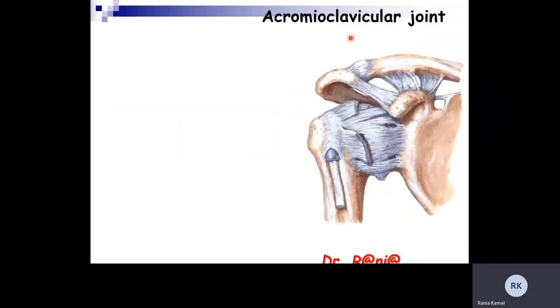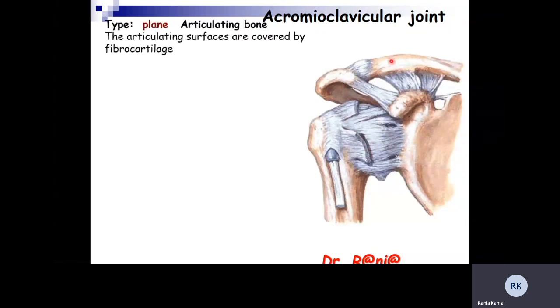The second joint of the shoulder girdle is the acromioclavicular joint, and its type is plain synovial. It is the articulation between the lateral end of the clavicle, which we call the acromial end, and the articular facet on the medial border of the acromion process. The articulating surfaces are also covered by fibrocartilage, and it contains a disc.